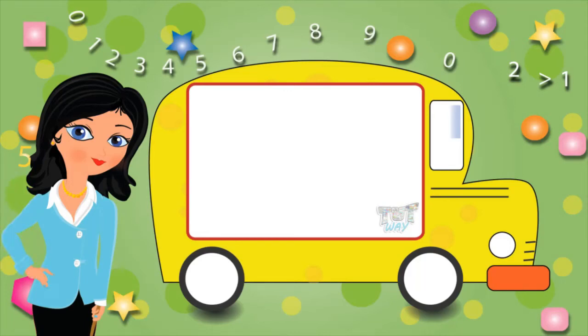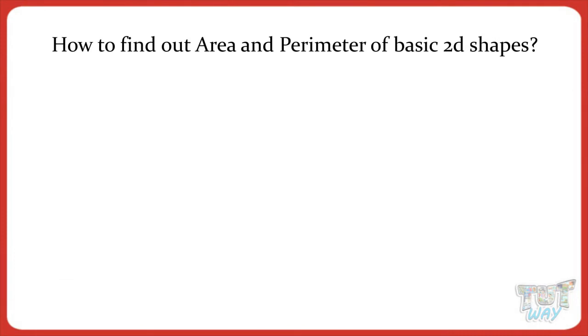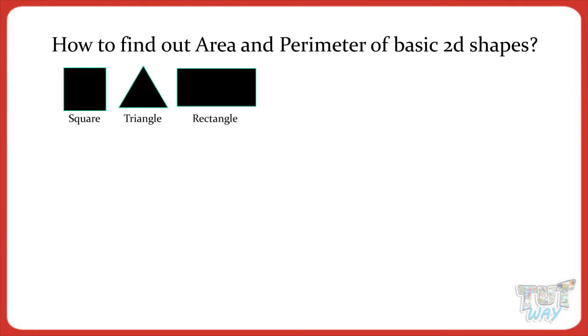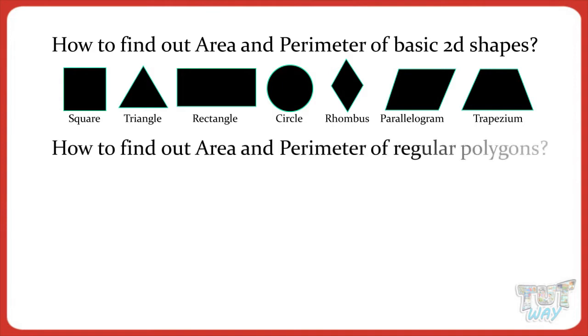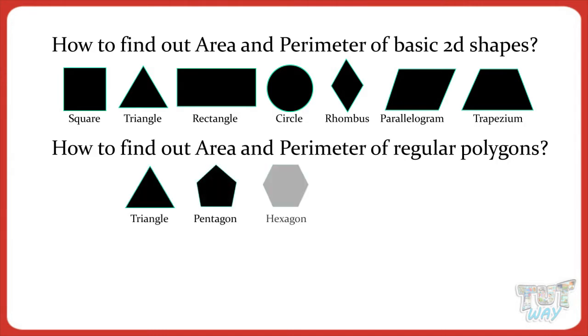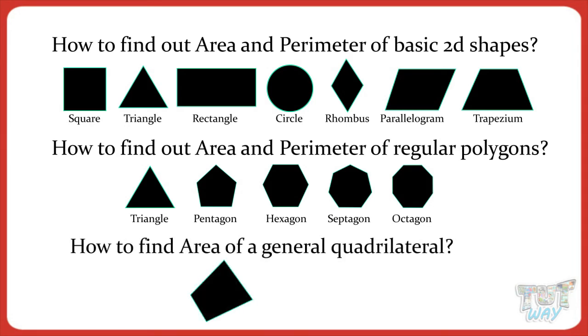Hi friends! Today we will learn how to find the area and perimeter of basic shapes like the square, triangle, rectangle, and circle. Then how to find the area of a rhombus, parallelogram, and trapezium. And most importantly, we will learn how to find out the area and perimeter of regular polygons like the triangle, pentagon, septagon, octagon, and so on and so forth. And then we will learn how to find the area of a general quadrilateral.